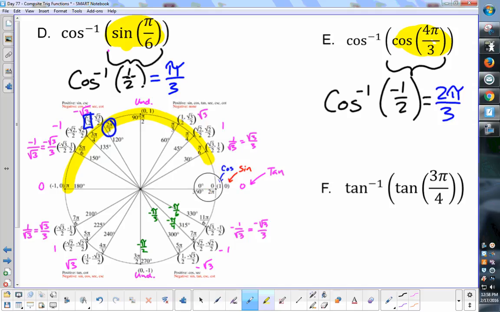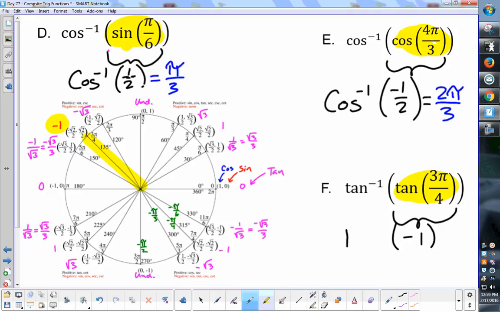And then last but not least, the tangent of 3π/4. Here's 3π/4. The tangent of that is negative 1. So all of this turns into negative 1. And then I'm going to take the tan inverse of that.